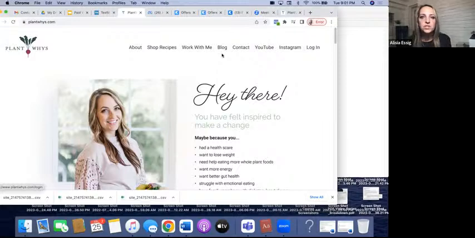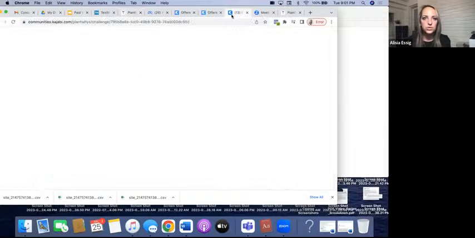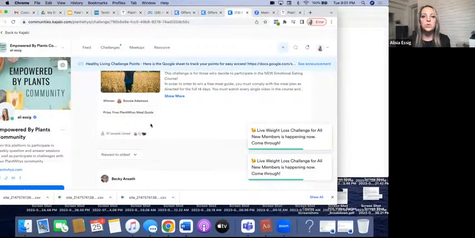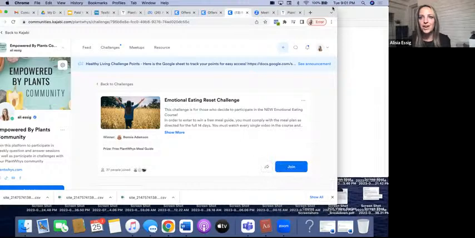So you'll first just go to plantwise.com and hit login. Or if you downloaded the Kajabi apps, which you see up here, then you can go directly from the apps to the community and to the membership. But if you don't have it, I'm just going to show you the good old-fashioned way how to log in on your phone.